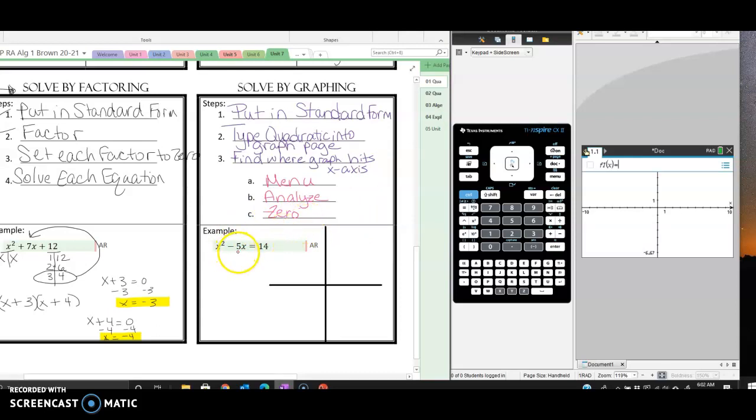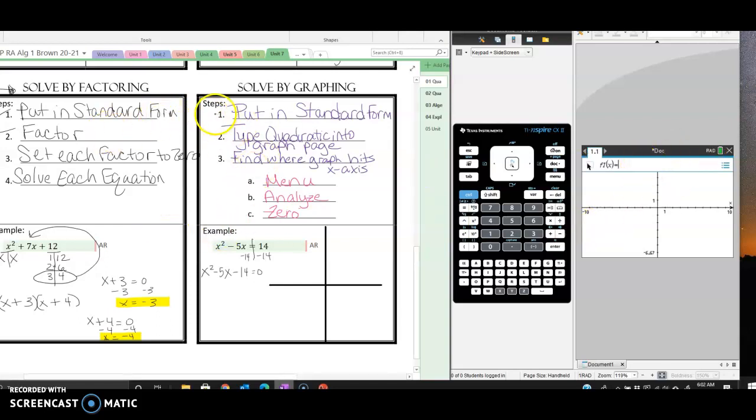Oh my gosh, is this in standard form? It is not, so let's do that. Let's put it in standard form. So we have x squared minus 5x equals 14. So we need to subtract 14 from both sides, right? All right, so I'm going to put this as x squared minus 5x, and then I had to subtract 14 from both sides, so minus 14, and that equals 0. Okay, so I'm good with that.